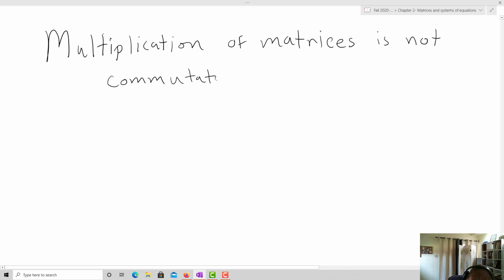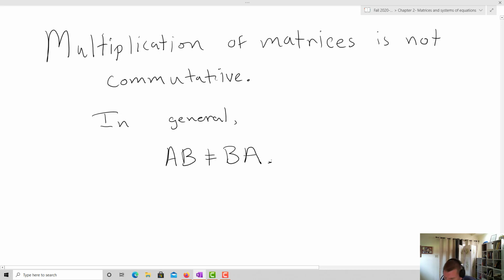In general. Now, it doesn't mean that it doesn't happen. You actually can have commutative matrices, two matrices that actually do commute. But in general, we say that AB does not equal BA. So, for example, a good example of something like this is, let's say we take A plus B and we square them. And A and B are matrices in this case.